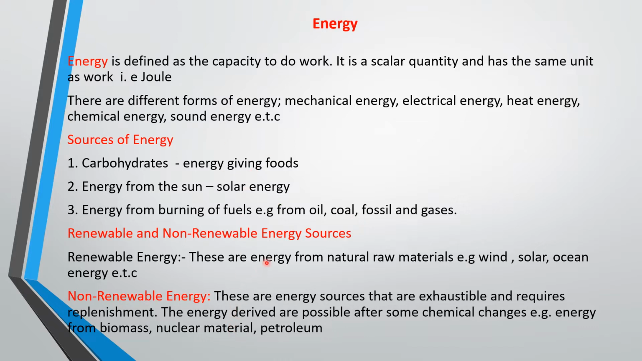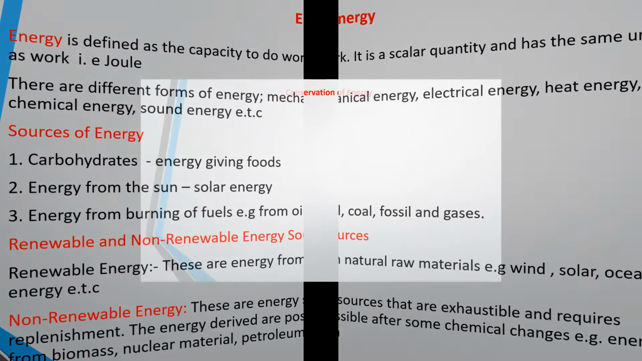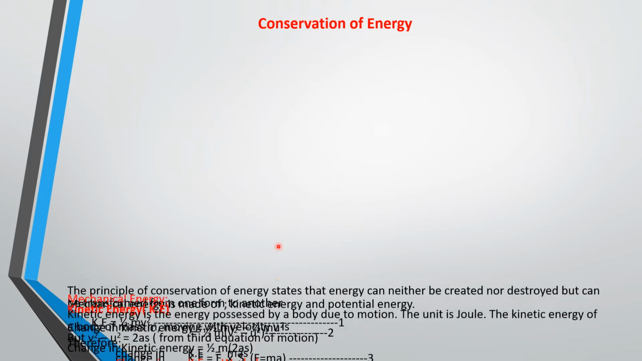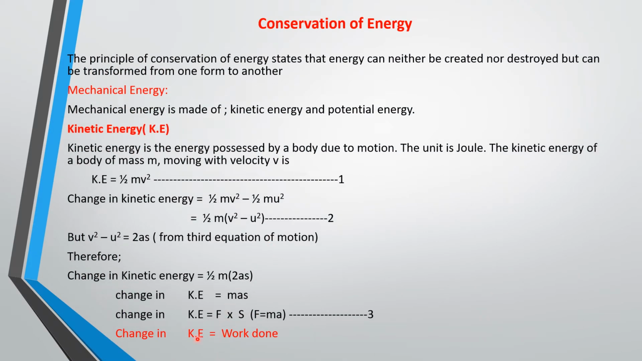We're going to be looking at conservation of energy. So what is conservation of energy? When you say something is conserved, it means that thing is not wasted. The principle of conservation of energy states that energy can neither be created nor destroyed, but can be transformed or converted from one form to another, right? That is the principle of conservation of energy.